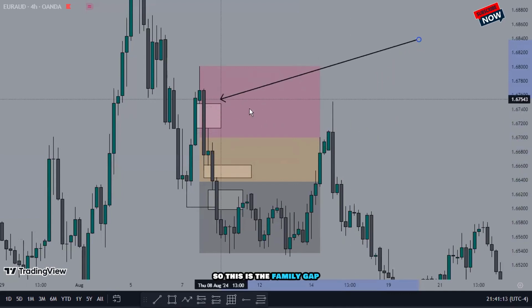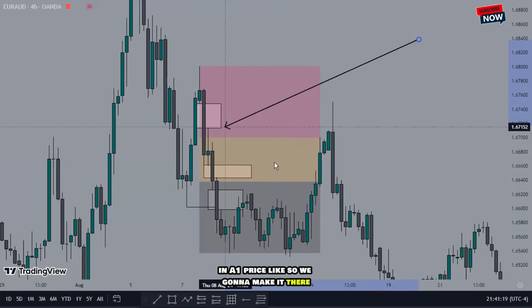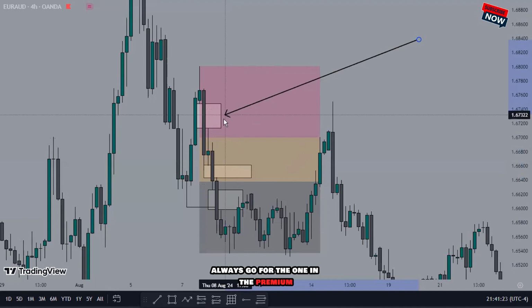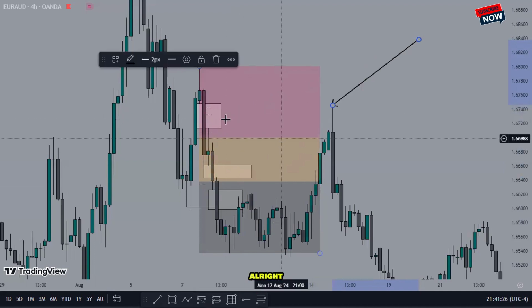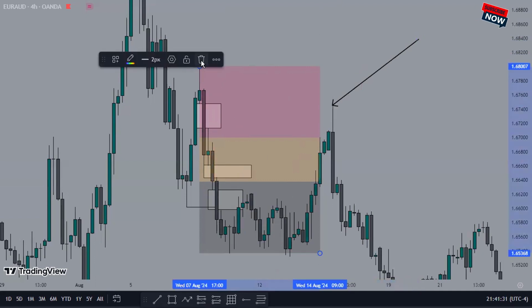So this is the fair value gap that resides in the premium zone in our price leg. It might not make it there, sometimes it does. If there's a fair value gap in the premium, always go for the one in the premium. All right. Now let me delete the Fibonacci so you can have a clear chart.